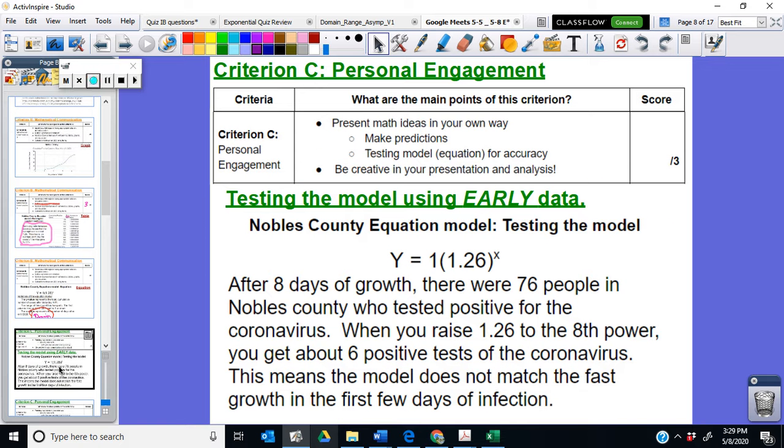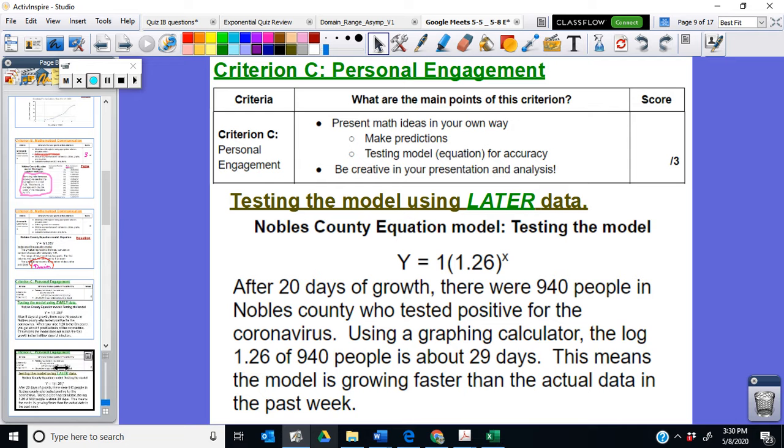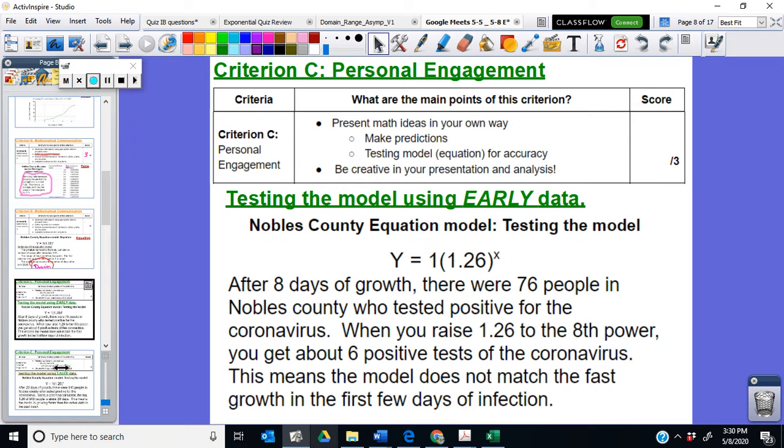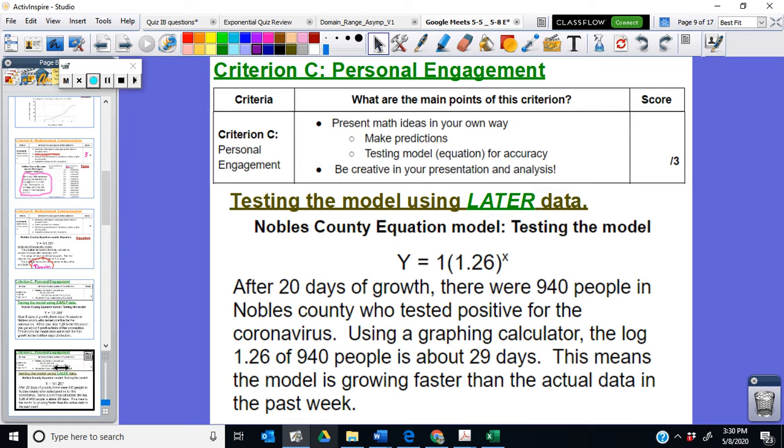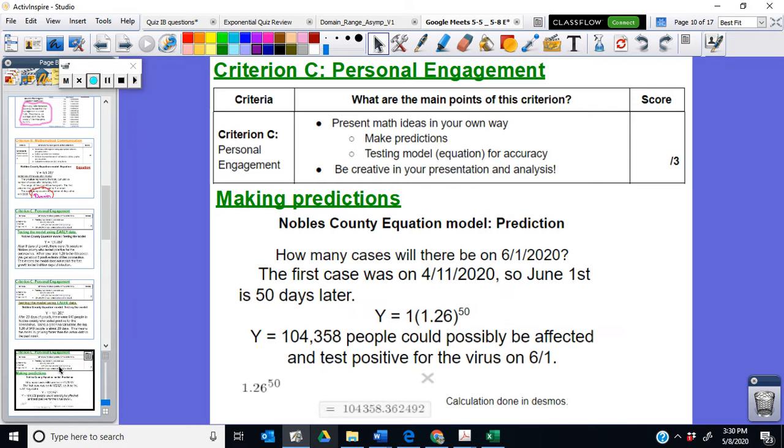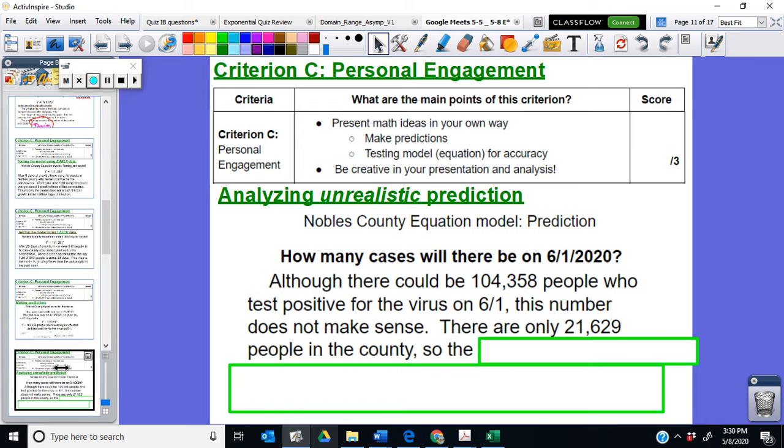The next criterion was personal engagement. In general, I would say I engaged in this pretty well. I tested the model in 2 different ways. I used data from the beginning and later. And then I also made some predictions. I made a prediction of time, and I also made a prediction of how many cases.